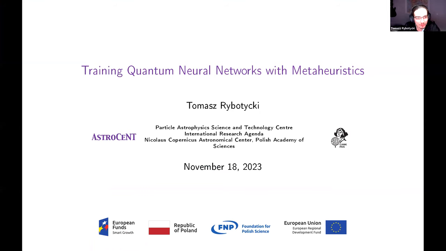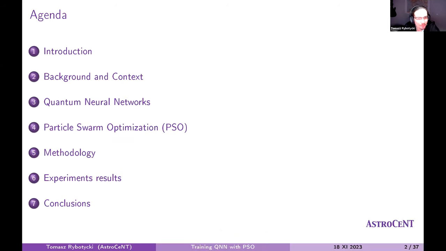Guys, okay, today I will talk with you about training quantum neural networks with metaheuristics. I will briefly talk about why it has to be done, what can be done, why we should do it maybe, what quantum neural networks are, and what metaheuristics are, using the example of the particle swarm optimization metaheuristic. Then I will briefly talk about the methodology of the experiments we have done, because I'm doing this work with Piotr Gawron. And then I will talk about the experimental results and the conclusion from the talk.